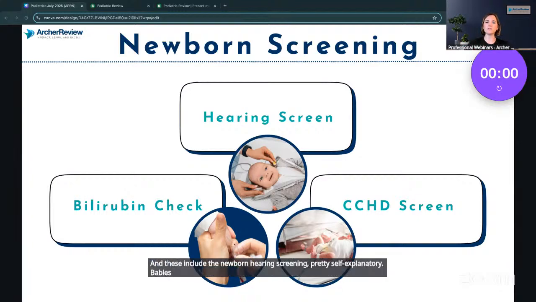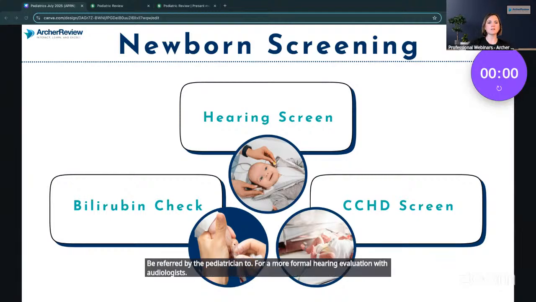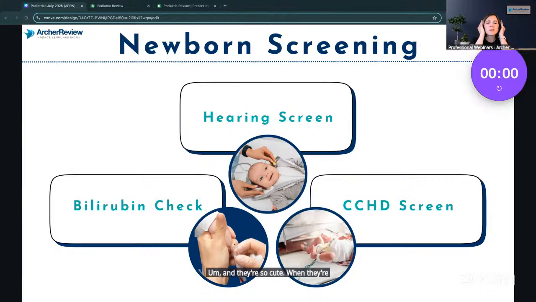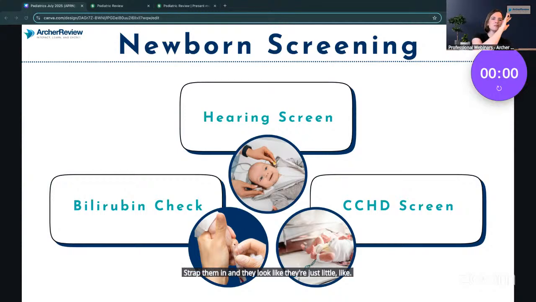Babies that fail the first time, usually it's because they've got residual amniotic fluid stuck in their ear canal. And I would say most of them pass by the second try. But if they don't pass on that second try at their first visit, they'll need to be referred by the pediatrician for a more formal hearing evaluation with an audiologist. And they're so cute. When they're little tiny in the hospital, they put these little big headphones on them and strap them in, and they look like little babies going out to space or something.